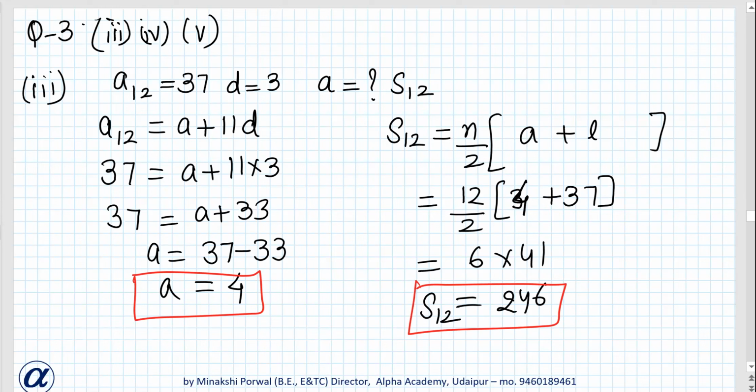Some of the students have finished. Actually, answers are given at the back. You can check your answers from the back.